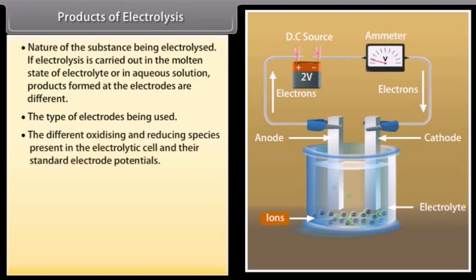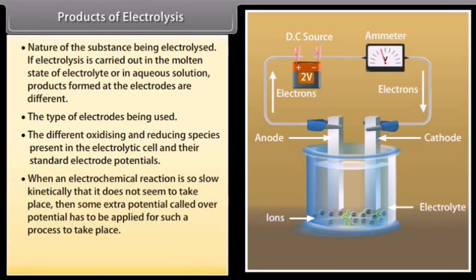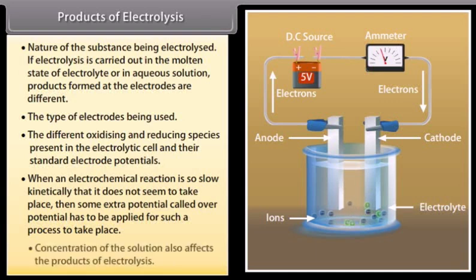Then, the products of electrolysis would be different. The different oxidizing and reducing species present in the electrolytic cell and their standard electrode potentials. When an electrochemical reaction is so slow kinetically that it does not seem to take place, then some extra potential called overpotential has to be applied for such a process to take place. Concentration of the solution also affects the products of electrolysis.